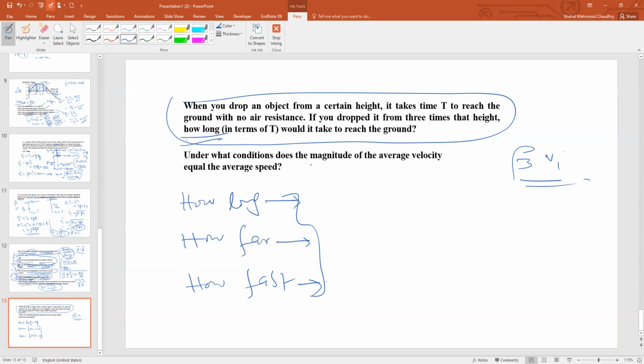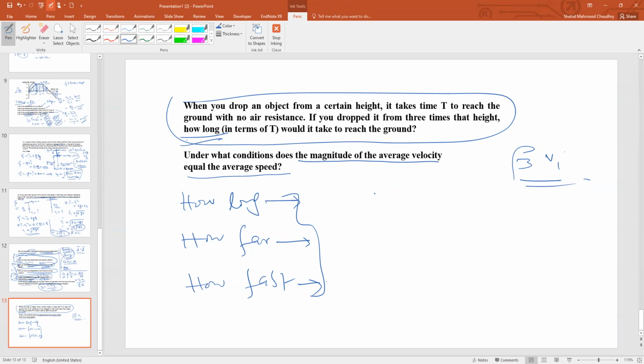Under what conditions does the magnitude of the average velocity equal the average speed? The magnitude of average velocity equals the average speed when the distance and displacement are equal. Yes, but sometimes it can be equal.